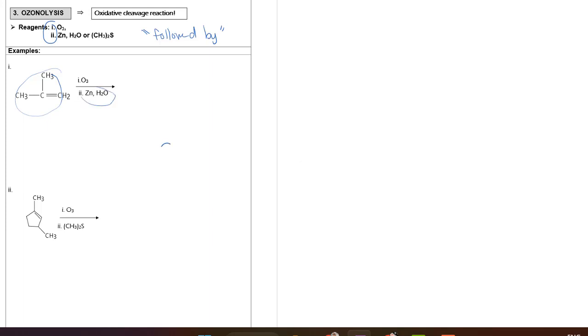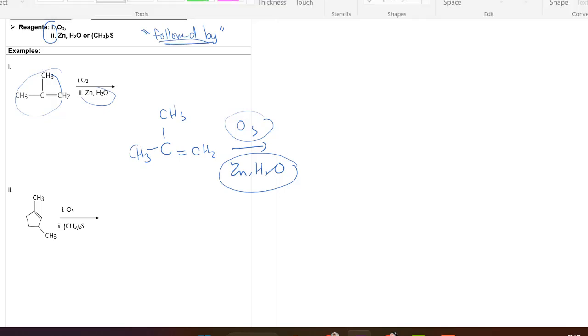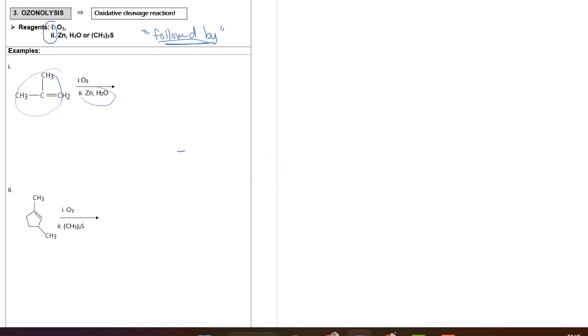If you don't write 1 and 2, if you write something like this, I will understand that ozone along with zinc and water will be added inside the boiling tube. Everything will be inserted at the same time, so you won't get the product that you want. So when you have the words followed by, it must have procedure 1 and 2. When there is no number, it means that it mixes all together.